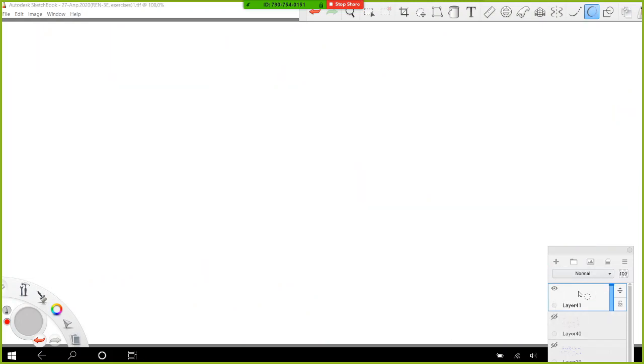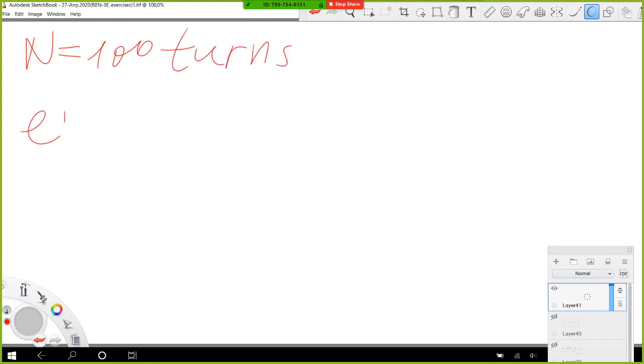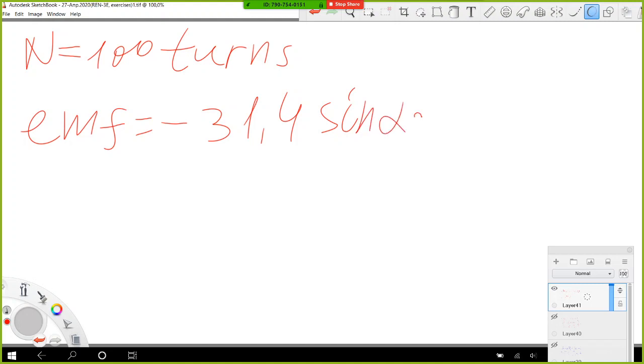And in the case of 100 turns, the EMF becomes similarly minus 31.4 sine alpha cosine omega t.